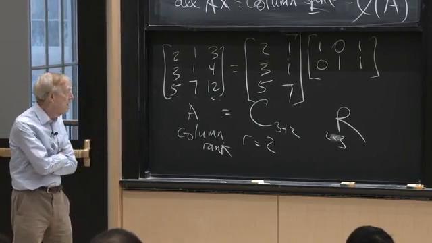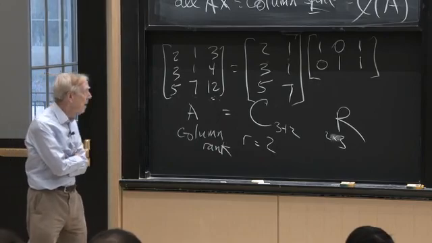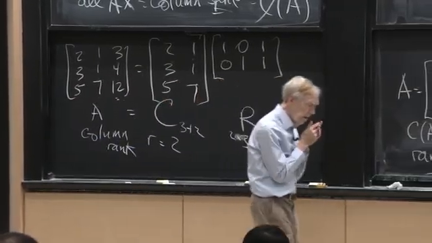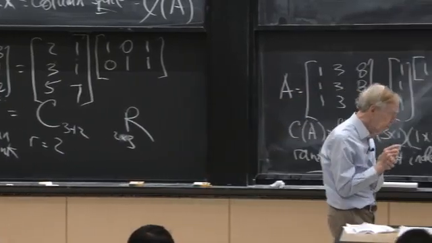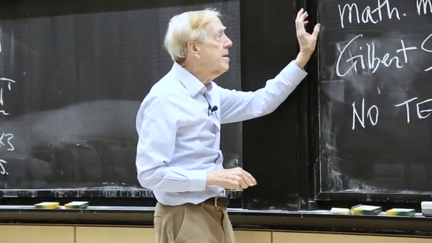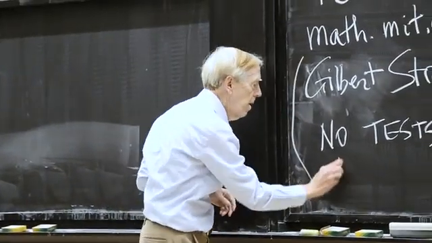This is correct now. A is C times R. And what I've done here is like the first 2 pages of section 1.1 in these notes. So 1.1.